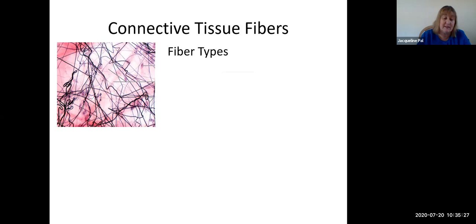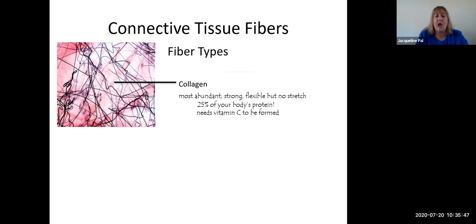So here's a picture of connective tissue, and this picture actually contains all three types of fibers. So the first one, do you see these big pale pink things in the background? All right. That is the protein fiber known as collagen. It's the most abundant. It has a little bit of flexibility, but you can't stretch it, you'll break it. And in fact, collagen in your body, this is 25% of the protein in your body. And you thought all the protein in your body was going to your muscles. No, 25% of it is going to collagen.